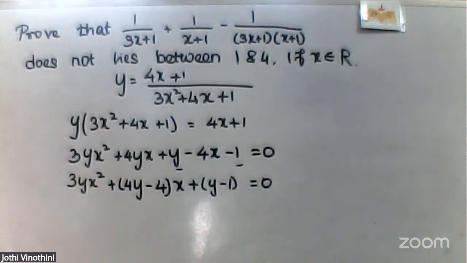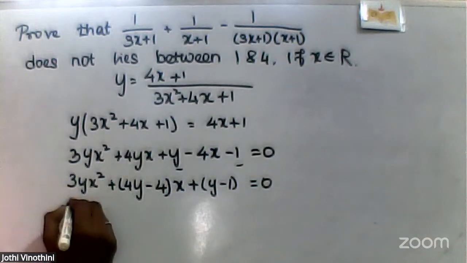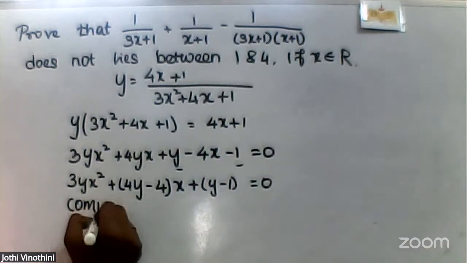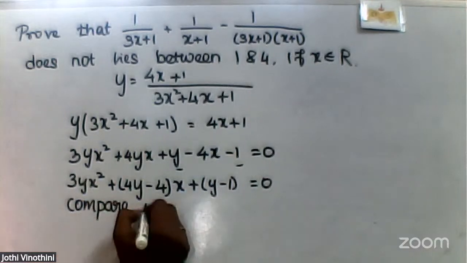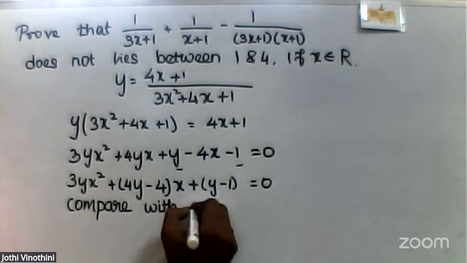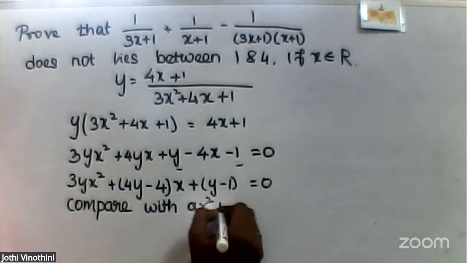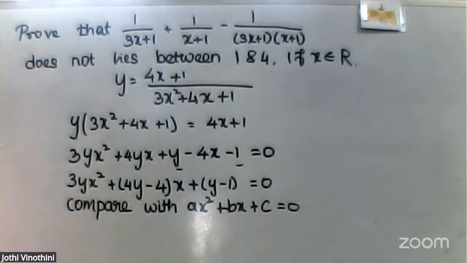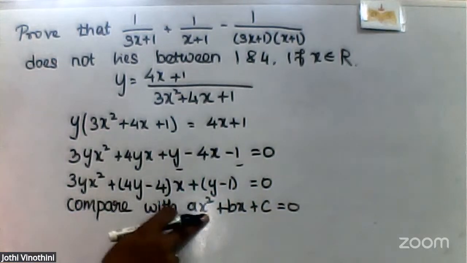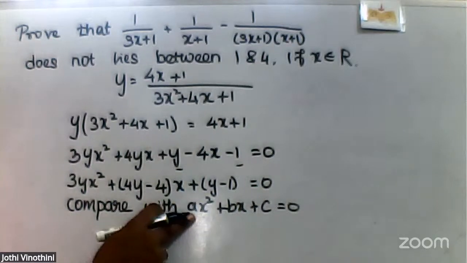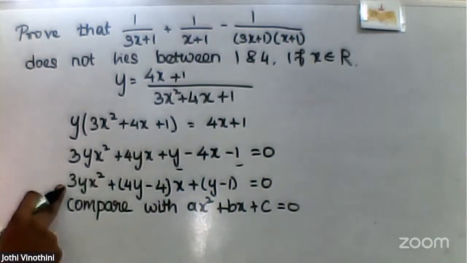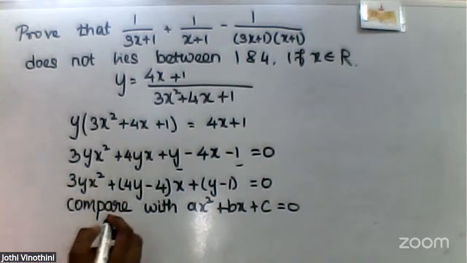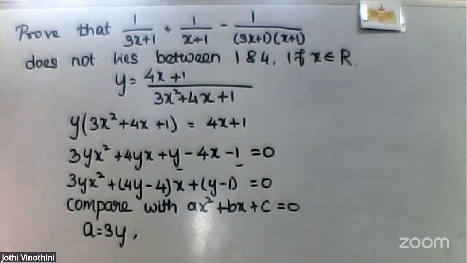So I am going to compare the above equation with ax squared plus bx plus c equals 0. Here a is the coefficient of x squared. What is the coefficient of x squared here? 3y. So I can write a equals 3y. Similarly, b is the coefficient of x.